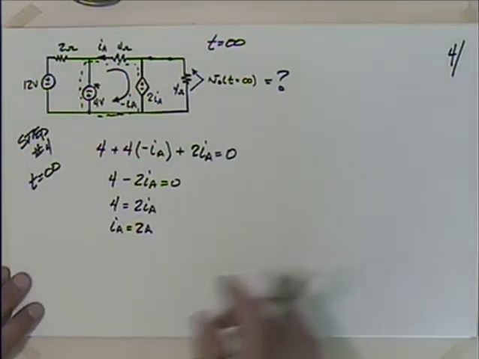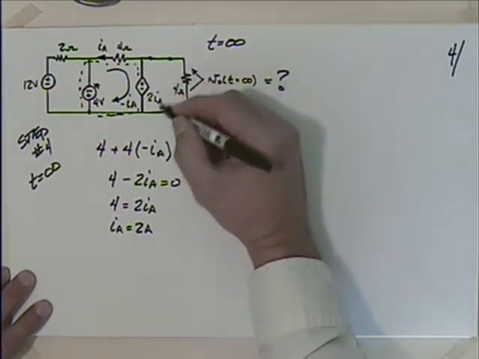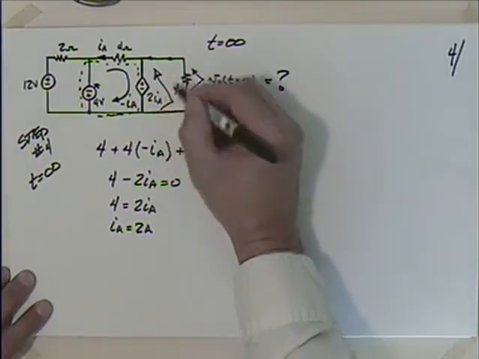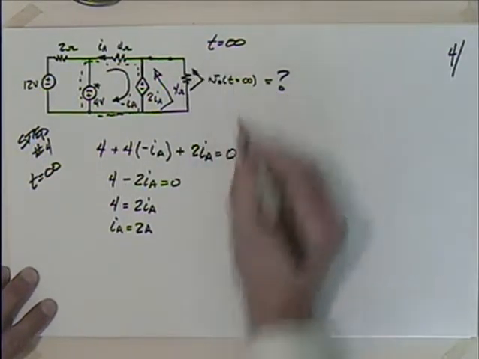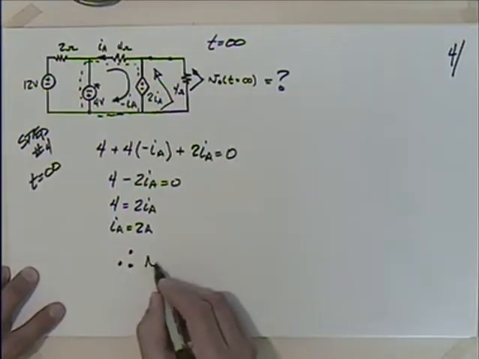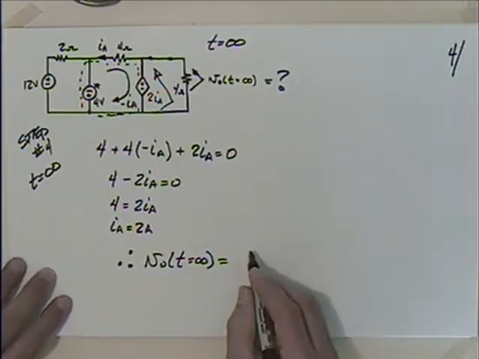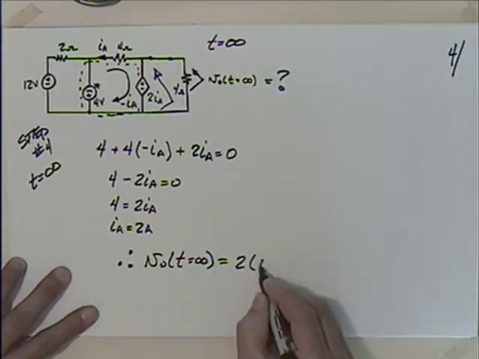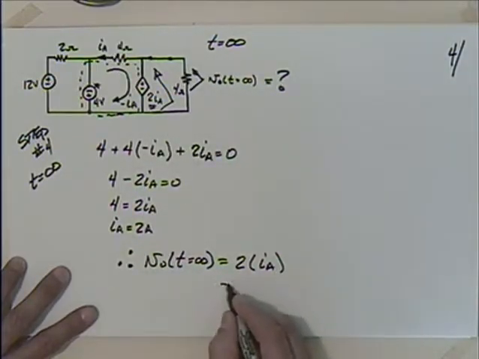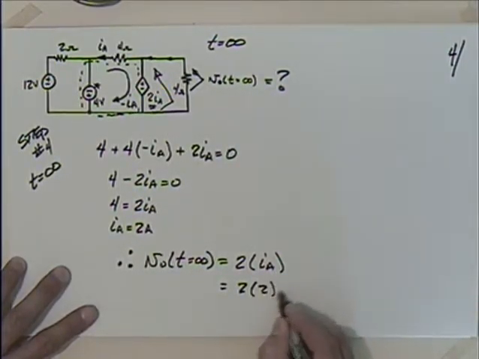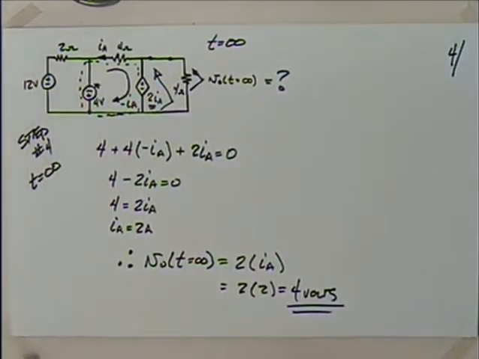Well, what good is that? Well, that tells us what the voltage across here is. I know that the voltage across here, the voltage across there is going to be equal to 2IA. Which happens to also be this voltage there. So I can say, therefore, that V0 at t equals infinity is going to be equal to 2 times IA. Right there, 2IA. So when I do that, I have 2 times 2, which gives me 4 volts. Okay, so I've got that.